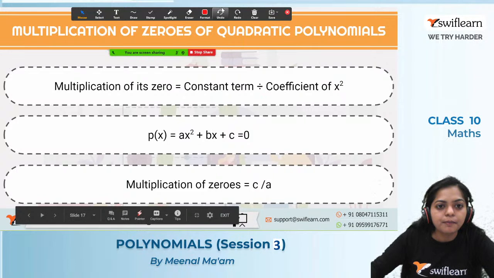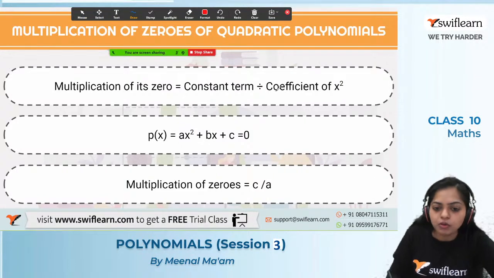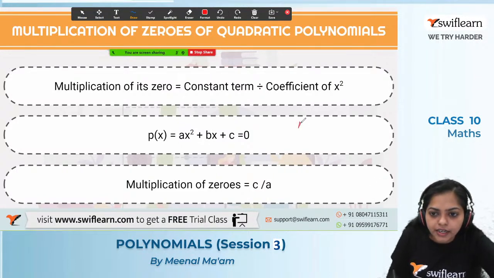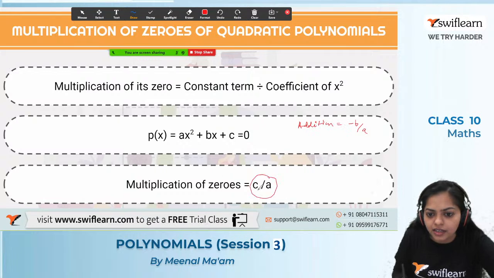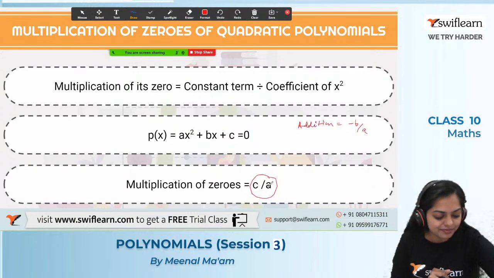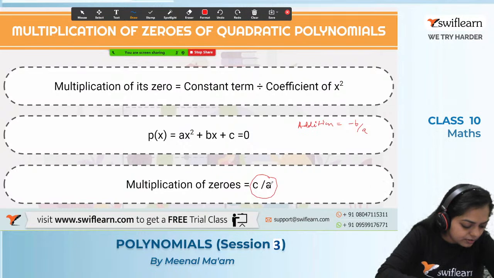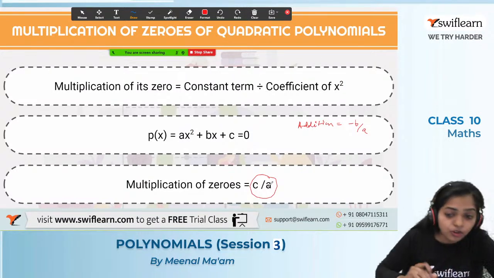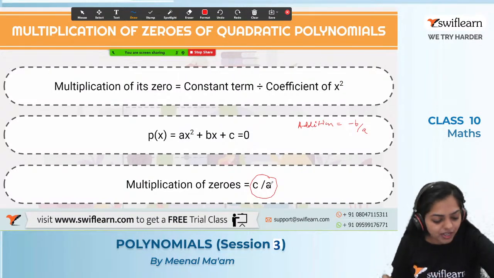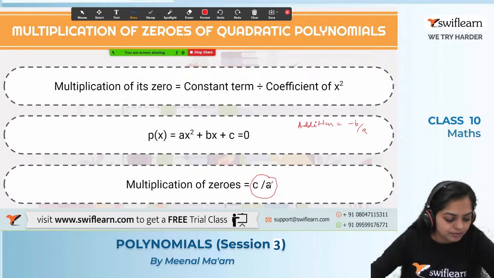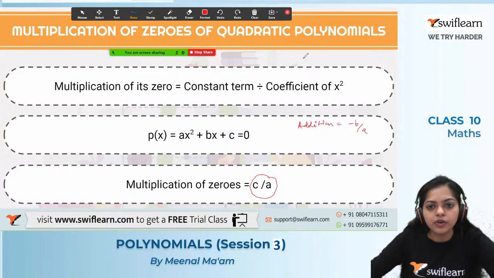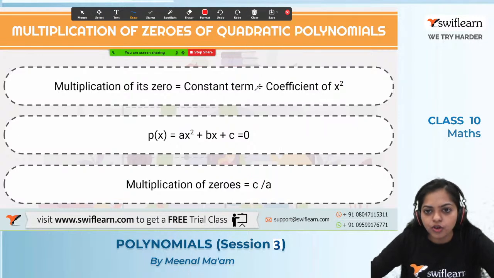Got it? So we have done two formulas. The first one is the addition: the addition of zeros will be equal to minus b by a, and the multiplication will be equal to c by a, that is, constant term divided by coefficient of x square. Got it, everyone? Okay. Till here, any doubt, anyone? Any small or big doubt here? No? Alright, so no doubt. Let's move on to the next.